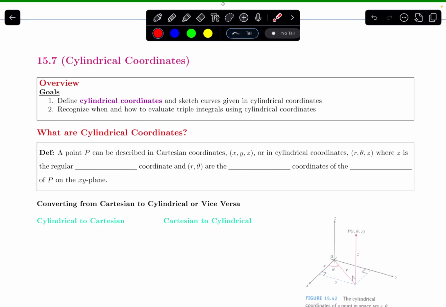In this video, we are going to learn about cylindrical coordinates. So we'll define what cylindrical coordinates are and how to sketch curves given in cylindrical coordinates. And we'll discuss how we can recognize when and how to evaluate triple integrals using cylindrical coordinates. So in this video, we will talk about what cylindrical coordinates are.